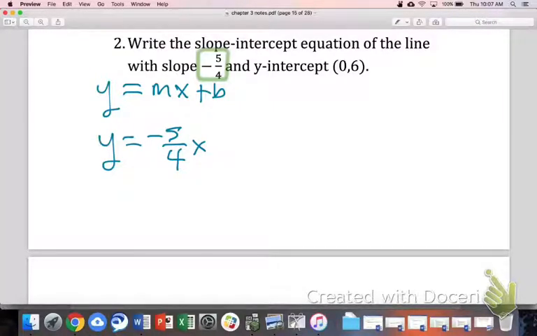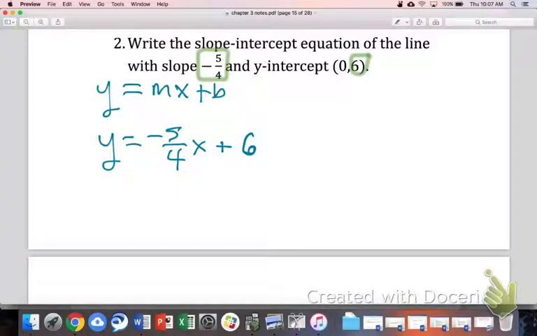And then the b is the y-intercept. And so I'm going to replace the b with the y-coordinate of the y-intercept. So that would be +6. So y equals -5/4 x plus 6. That would be the equation of the line that has the slope, -5/4, and the y-intercept of 0,6. So you see how that was exactly the opposite of what we just did. I gave you the other information, and we had to go backwards to what we started with last time.